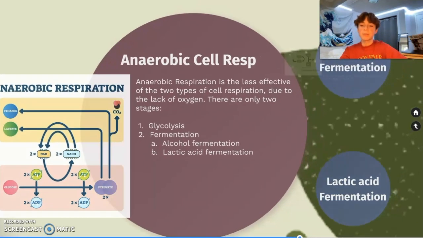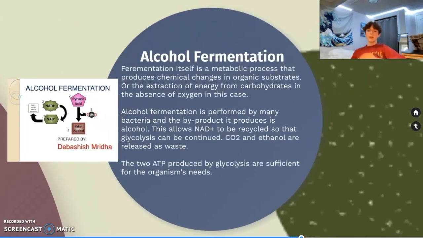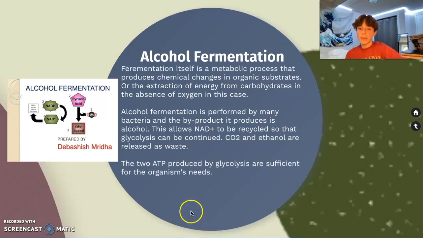So alcohol fermentation is our first step. Now, just to give an overall description of fermentation, it is a metabolic process that produces chemical changes in organic substrates, or in this case, the extraction of energy from carbohydrates in the absence of oxygen. Alcohol fermentation is performed by many bacteria, and the byproduct of it is alcohol. This allows NADH to be recycled so that glycolysis can be continued. Carbon dioxide and ethanol are released as waste, and the 2 ATP produced by glycolysis are sufficient for the organism or bacteria to meet its needs.